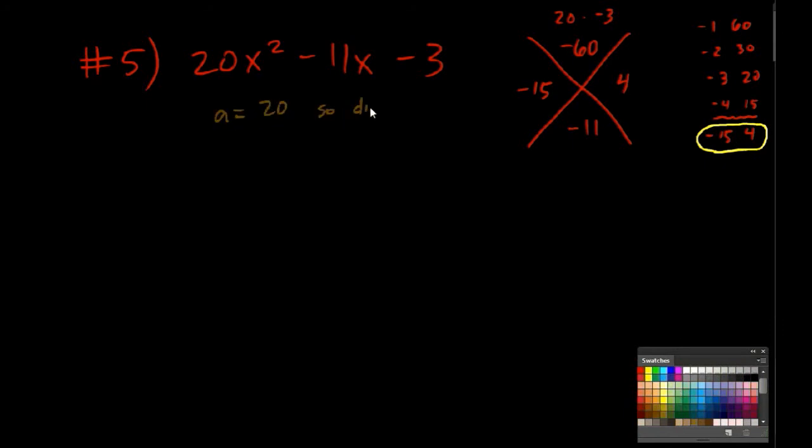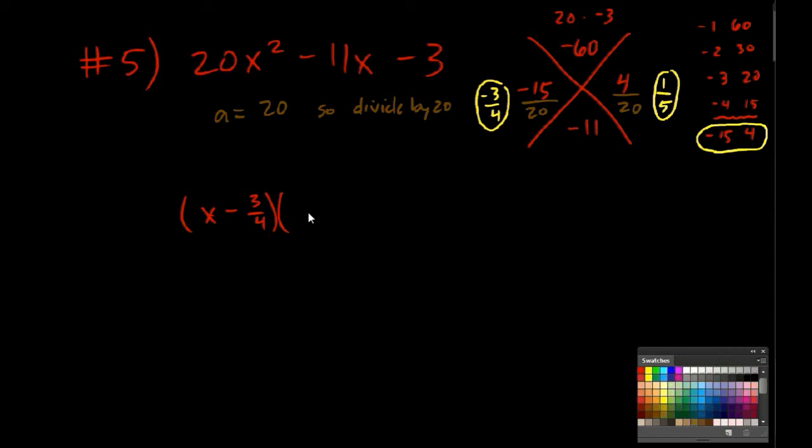Remember our a value is 20, so we need to divide those by 20. And then we need to simplify those. So the left is negative 3/4, and then the right is going to be 1/5. Okay, so both of these happen to be fractions. It's perfectly fine. So our factors will be x minus 3/4 and then x plus 1/5.